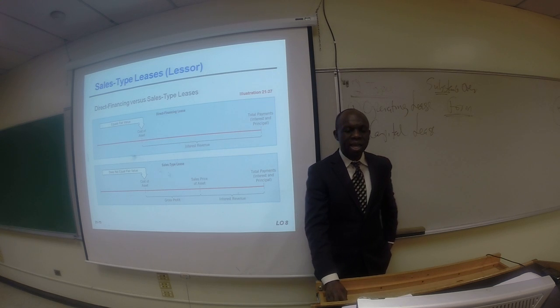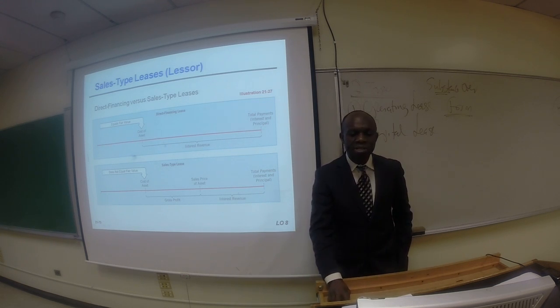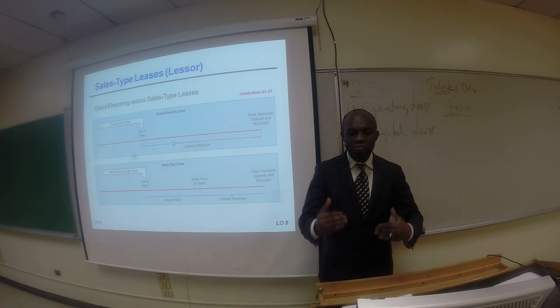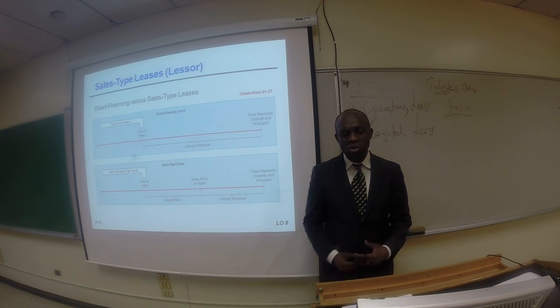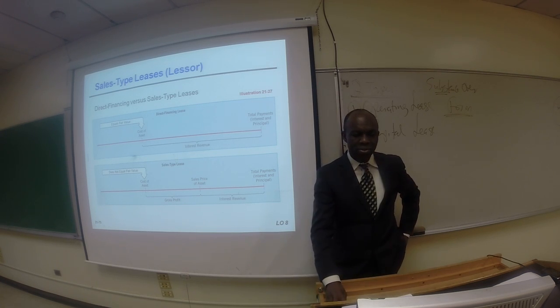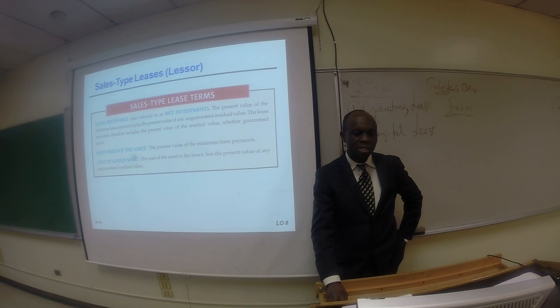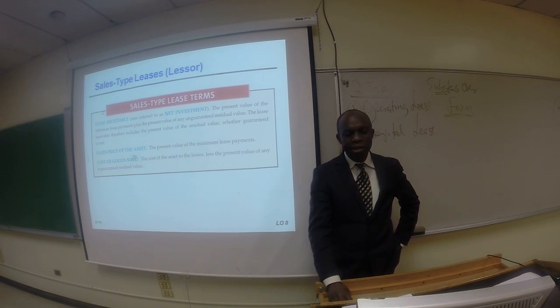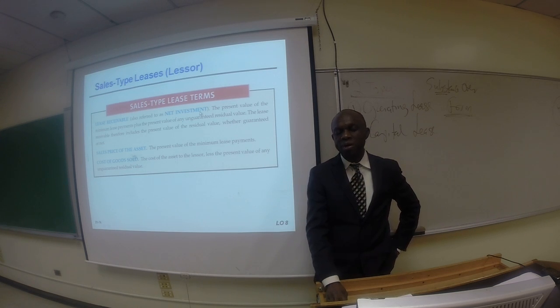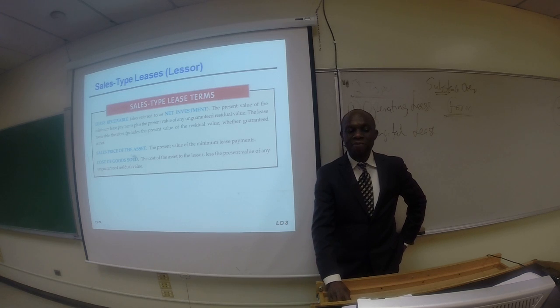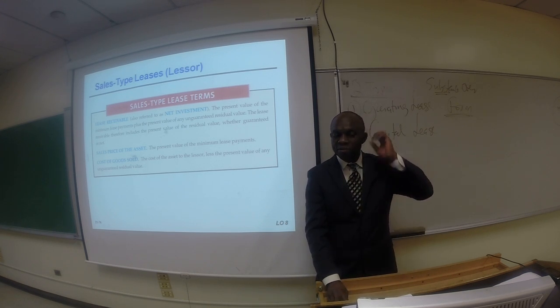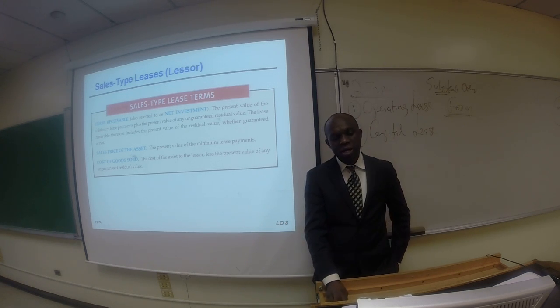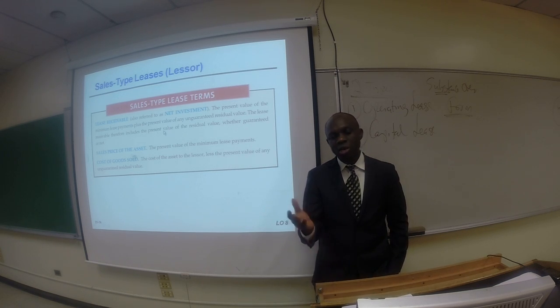Not too much of a big deal here. So take a look at this diagram. This diagram basically illustrates the difference between direct financing versus sales type leases. All right? Sales type lease terms. For the sales type lease term, we have lease receivable. We also refer to it as net investment, and we compute it by the present value of the minimum lease payment plus the present value of any unguaranteed residual value. The lease receivable therefore includes the present value of the residual value, whether guaranteed or not, just like we indicated.